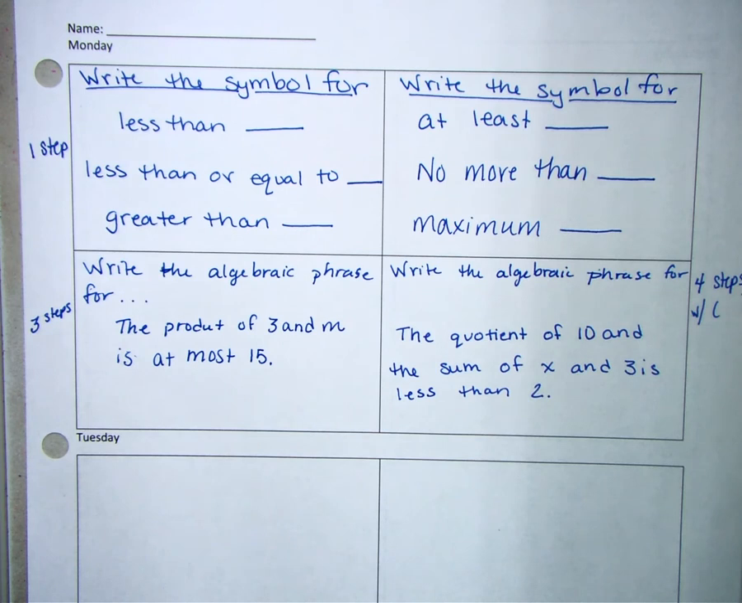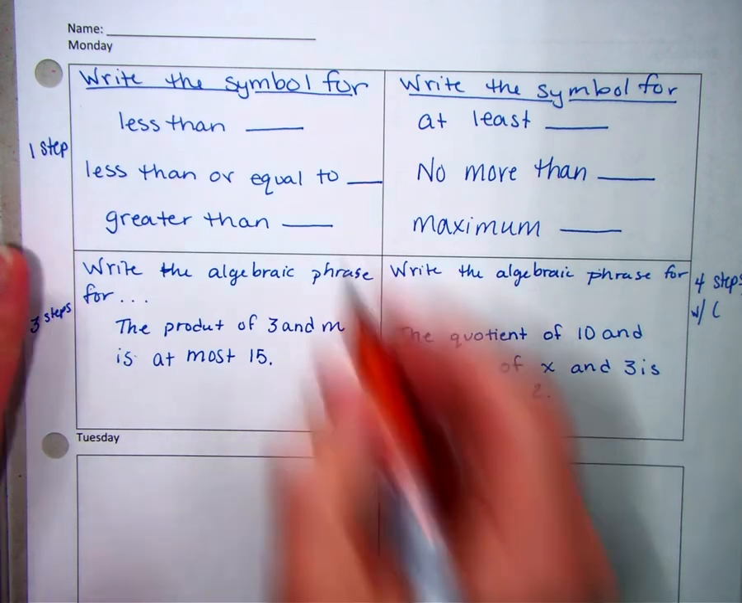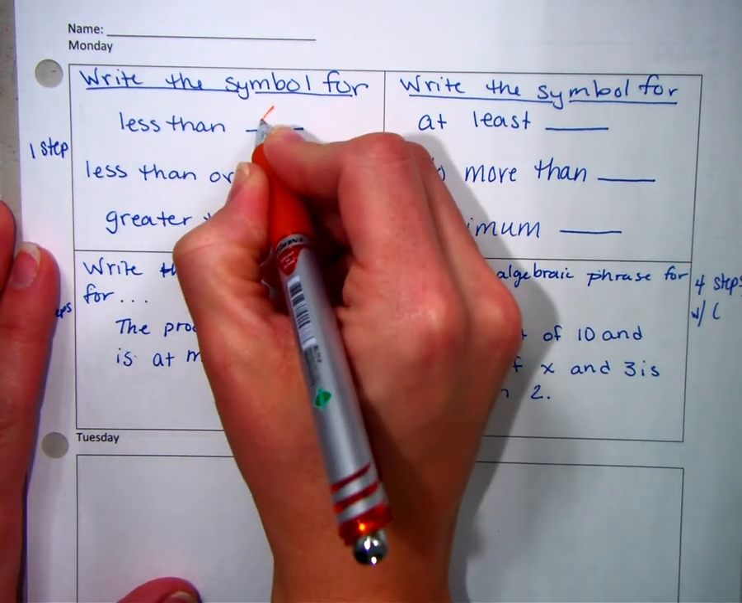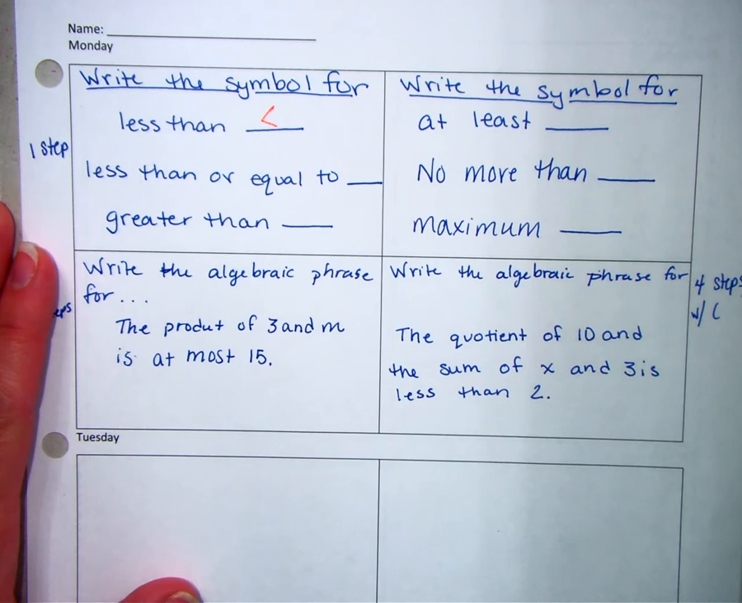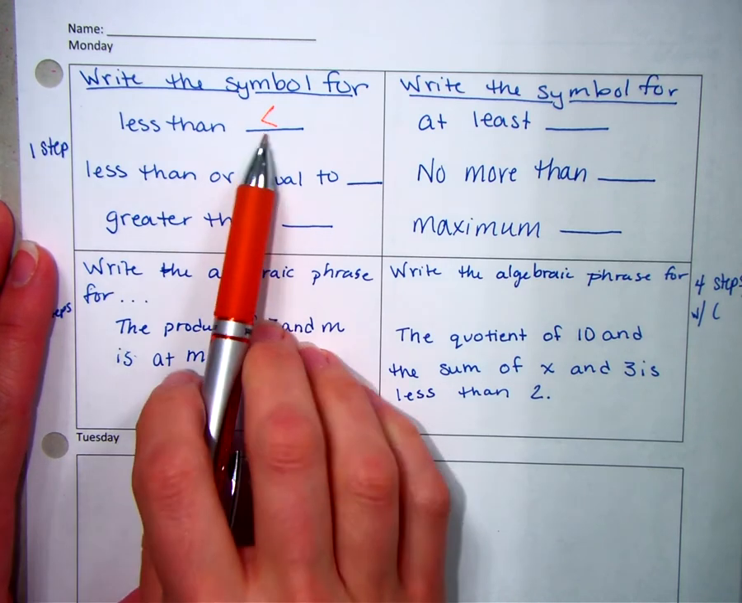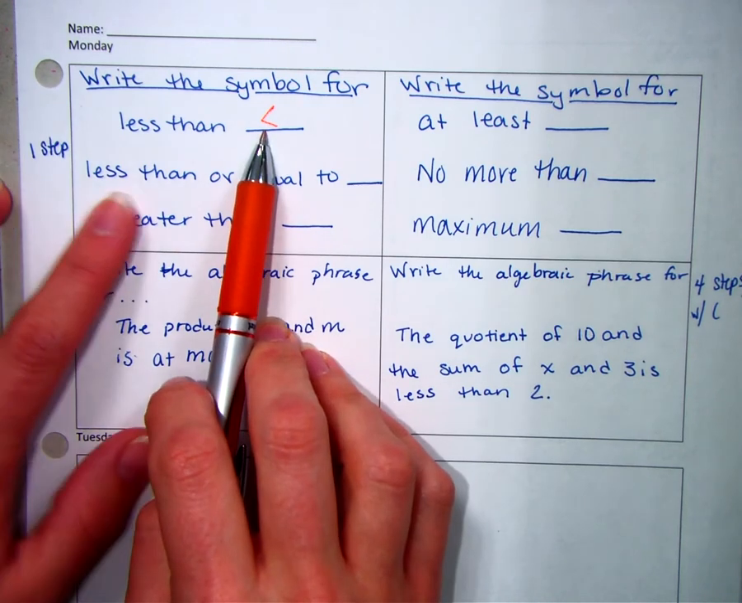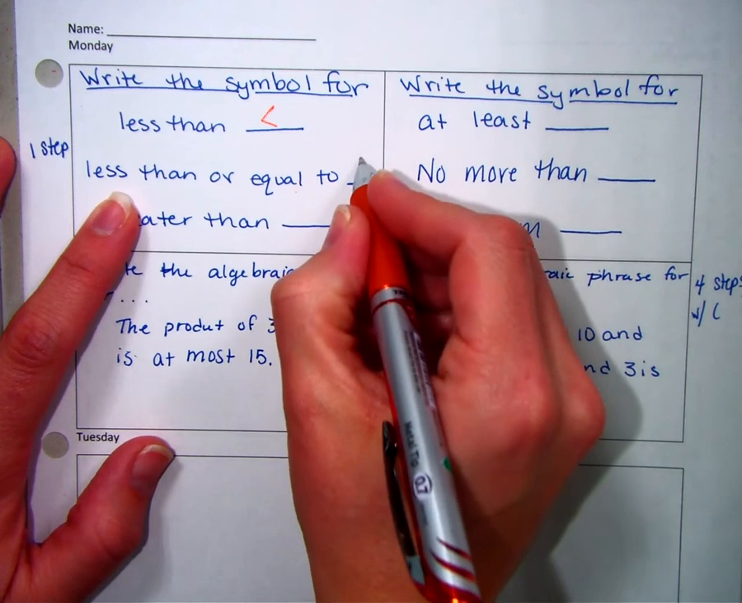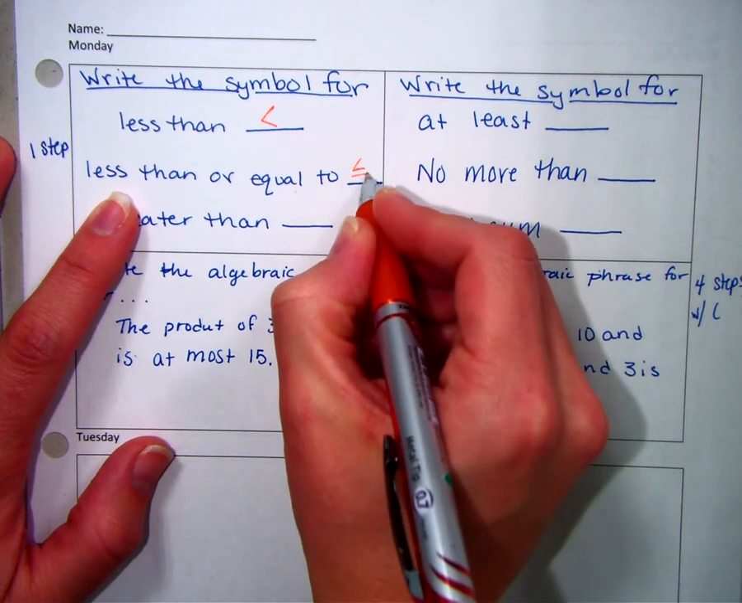Okay, here we go. So again, hopefully you looked up at your sheet if you don't know them. But if you did know them and you just tried to figure out what they were, see if you knew them. Less than is this symbol. When you say less than, we're going to put this symbol right here. Less than or equal to just puts a line underneath, like so.